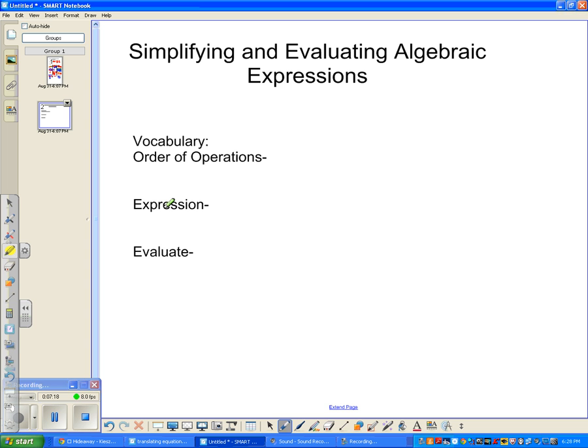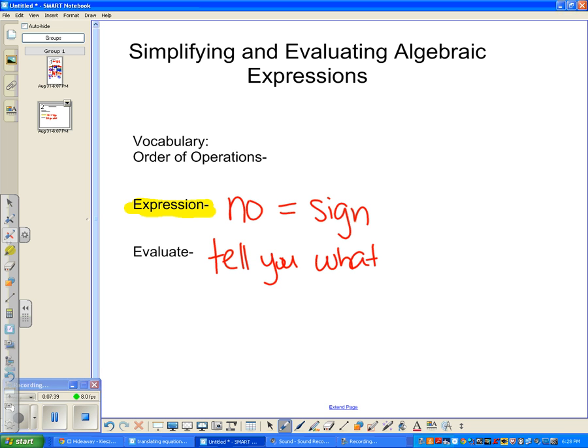Okay, then the last thing we're going to get to is evaluating. And like I said, the title has an expression, and some people don't know what an expression is. An expression is anything with no equal sign. So sometimes we have variables, sometimes we have numbers. And when I say evaluate, I have to already tell you what, for instance, the variable is.